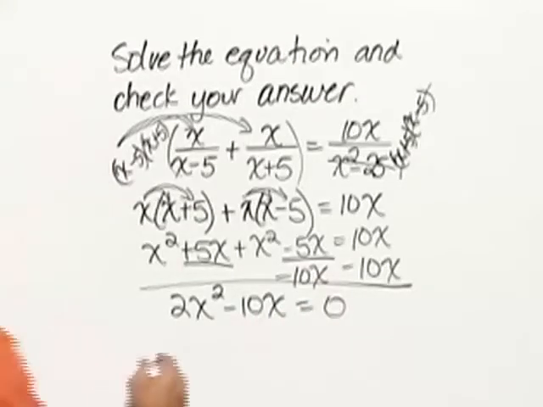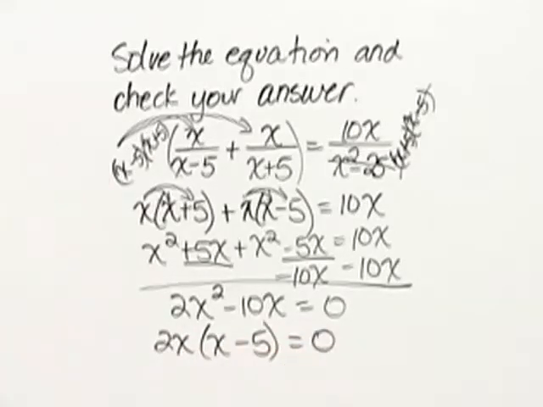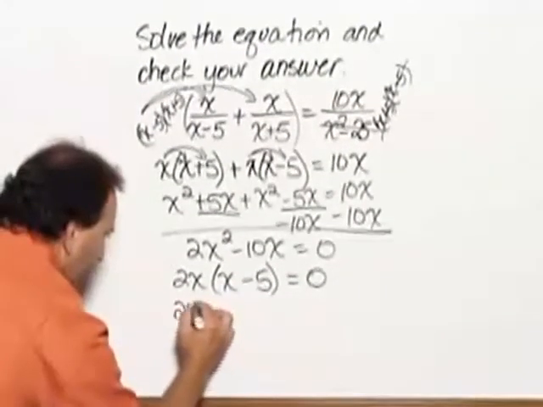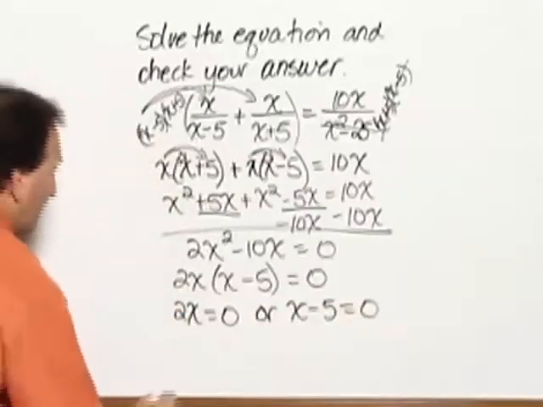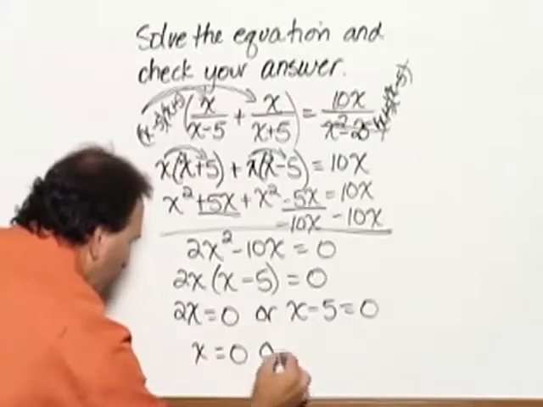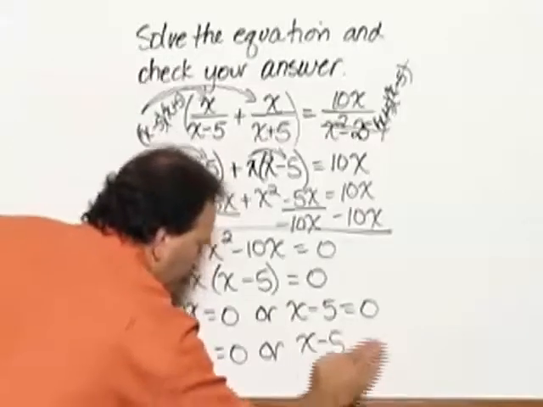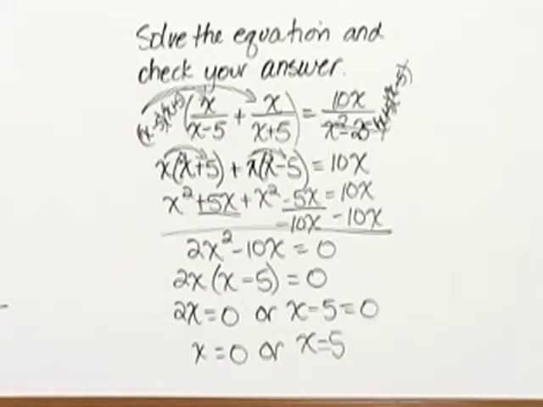Now, we factor the left-hand side. We can factor out a 2x, leaving us with x minus 5 inside the parentheses. Then, that means that either 2x equals 0 or x minus 5 equals 0. That means that x is equal to 0 or x minus 5 equals 0, so we go to x equals 5. So x equals 0 or x equals 5. We need to check both of those values in the original equation to see if they check. So let's do that next.